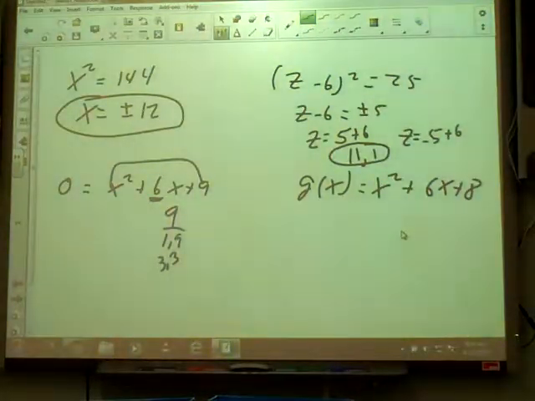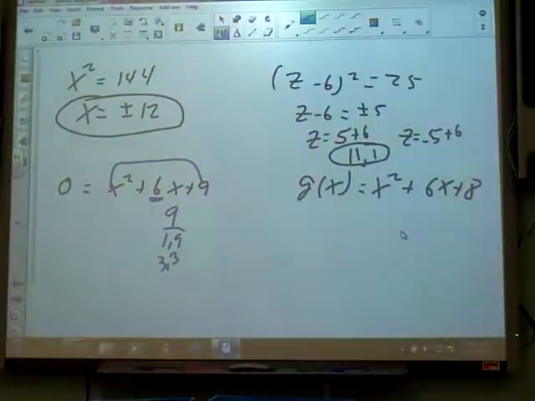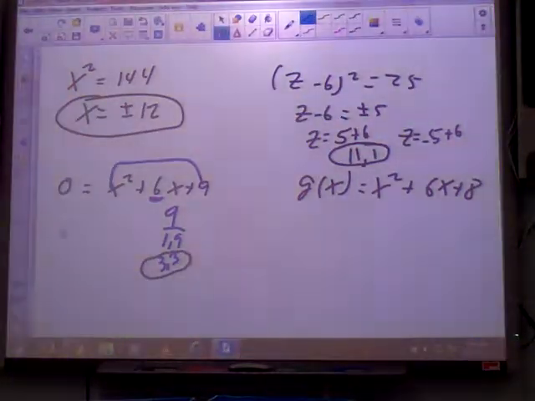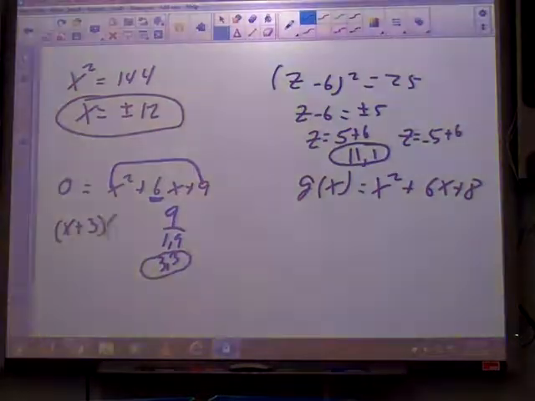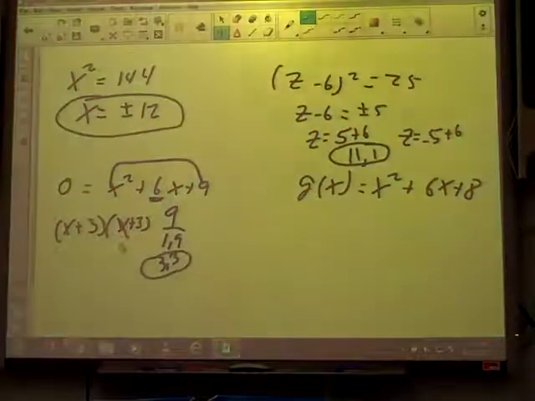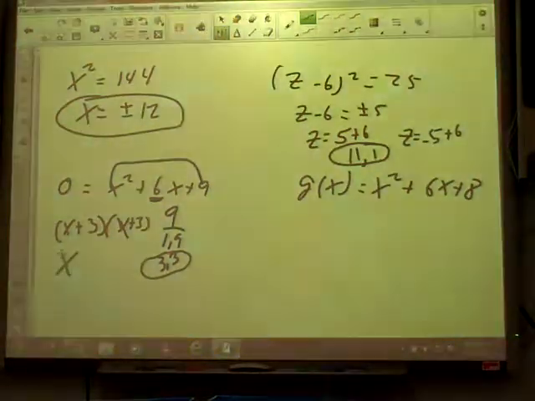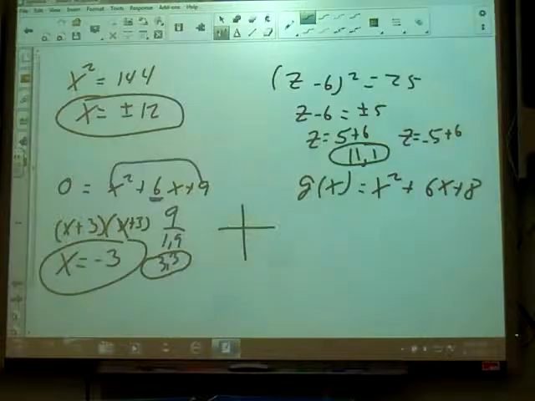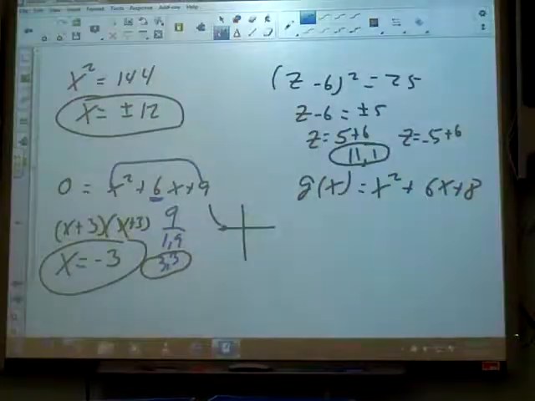I was working with Landon on number 3, so I already had my a times c there. I was looking for the factors of 9 that added to 6, so Landon chose those. So we would have x plus 3 times x plus 3. When you set those equal to 0, that's the same thing, isn't it? So you're going to get the same thing twice, so it's just going to hit one time. That would be a parabola that would have its vertex at negative 3.